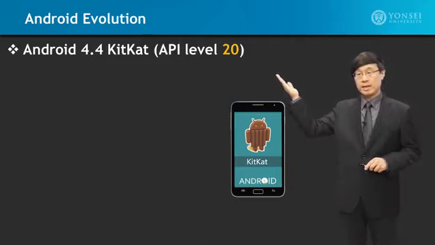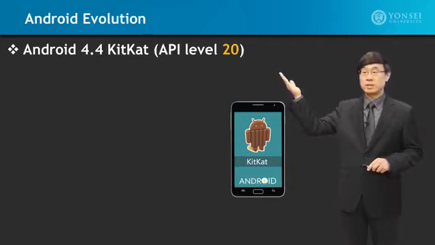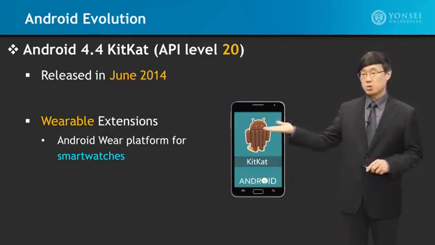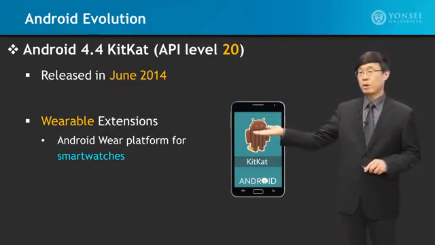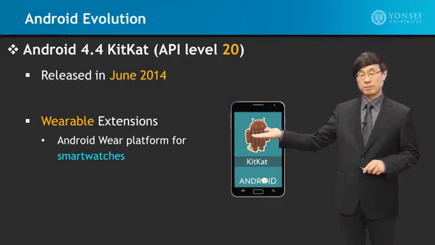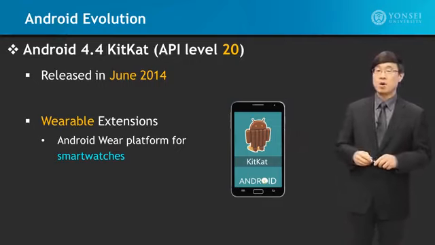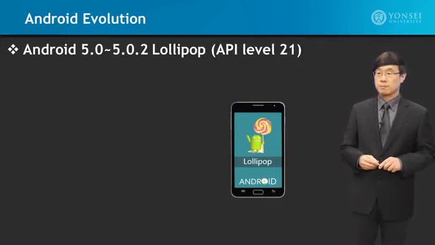Android 4.4 KitKat had an API level upgrade to level 20 that was released in June of 2014. Wearable extensions were added, where the Android Wear platform for smartwatches was added. And this is truly significant because now this opened up the era for smartwatches.